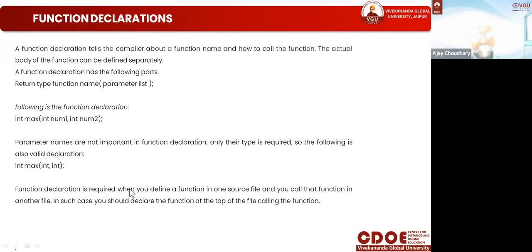Function declaration is required when you define a function in one source file and you call that function in another file. In such a case, you just declare the function at the top of the file calling the function. That means if we write this int function in our main, and after that we write int main and its body part as the subprogram, but we want this code many times, then we follow this function, this method, at the top of the file.